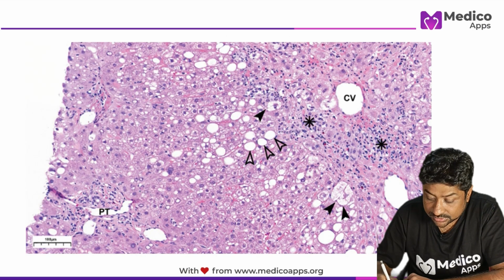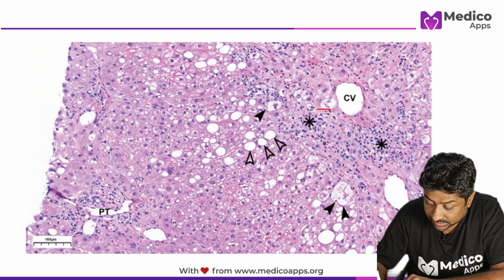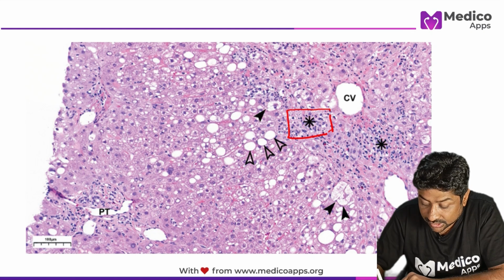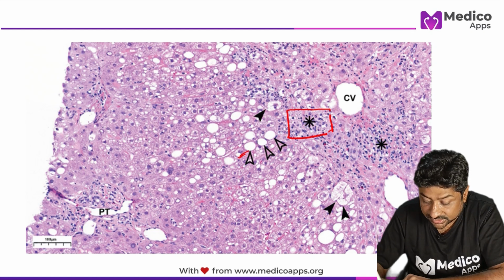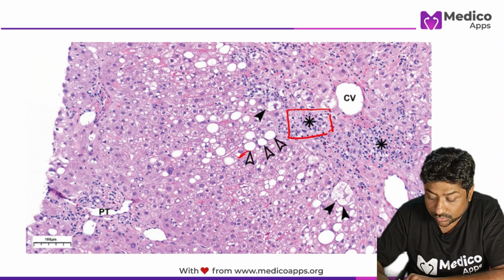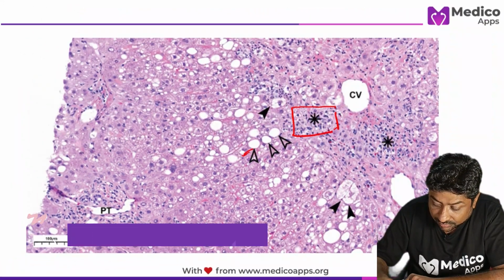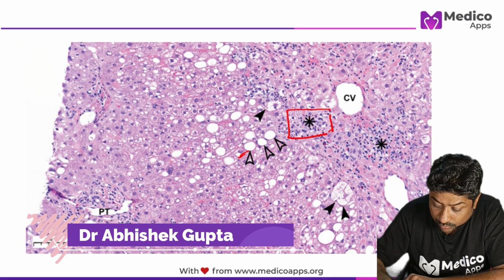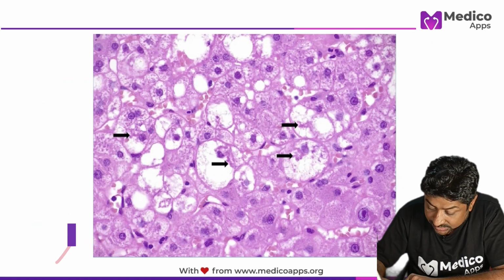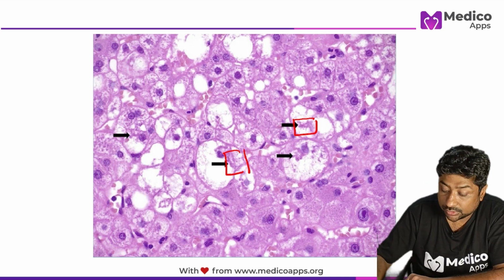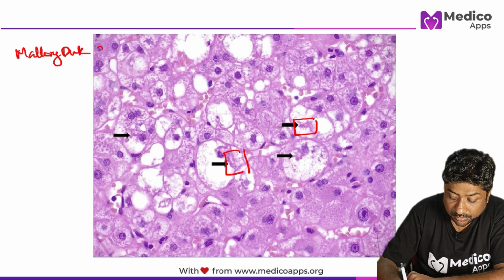Let me quickly show you some images. So you can see there is an increase in polymorphonuclear cells. There is deposition of fat both inside the cell as well as here. So ballooning of cells and all those you can see in this. Let me show you another slide. So in this slide, obviously there is fat deposition, and you can see these eosinophilic deposits. So these are your Mallory-Denk bodies.